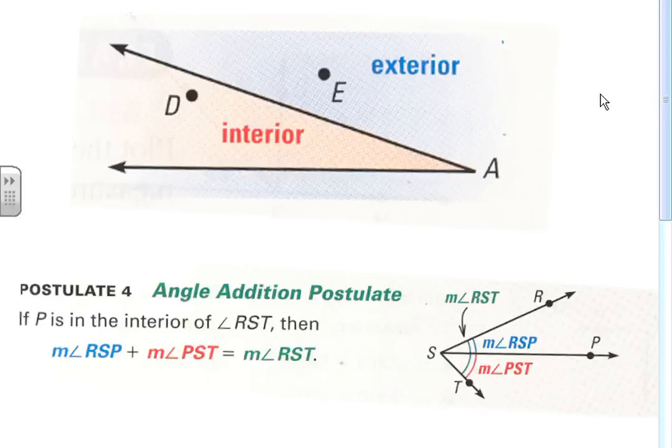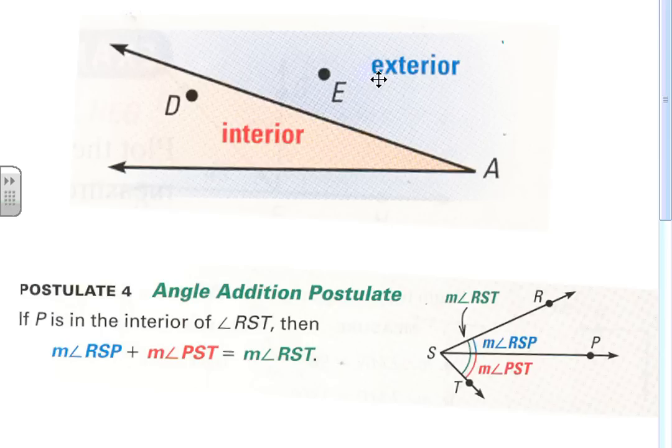This video will review the classifications of angles as well as a lot of the terminology and postulates that go along with angles. At the top of your screen, you'll see an angle that has the interior points labeled and the exterior points labeled. So any point that's between the two sides of the angle would be on the interior, and any point not between the two sides of the angle would be on the exterior.